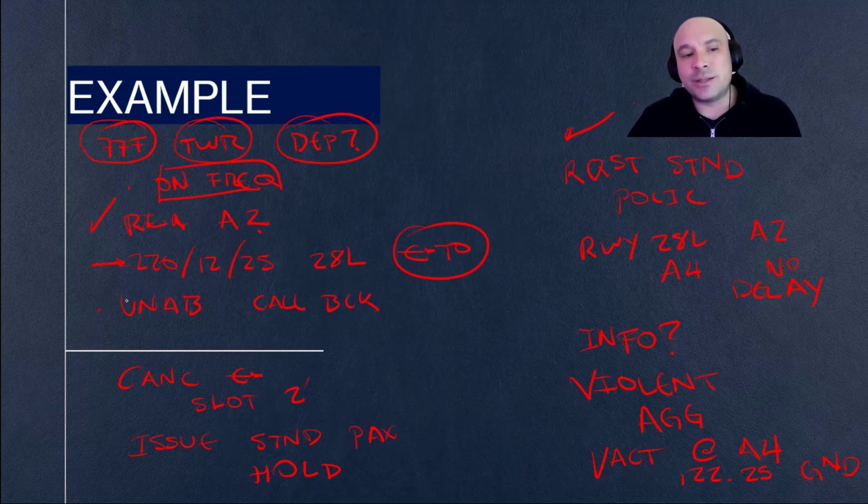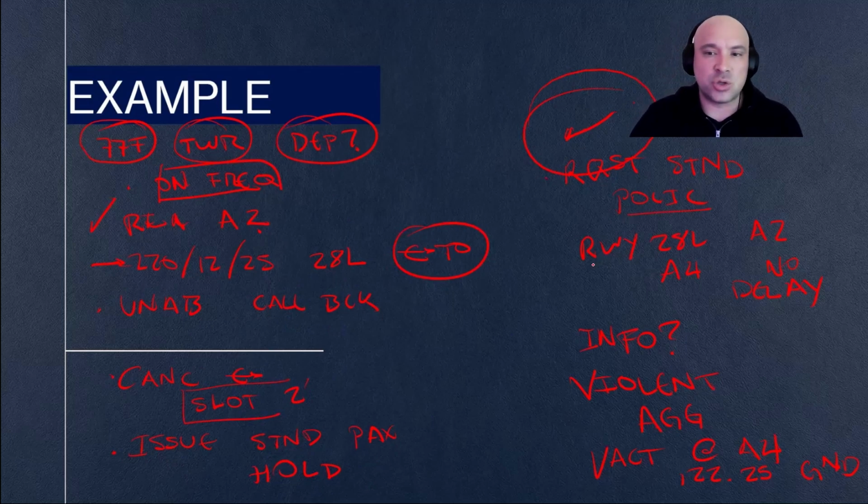However, the pilot declared they were unable and that they would call back when ready. So their departure clearance was canceled and they were informed that they had a slot in 2 minutes and they were asked if they would be ready. The pilot then said that they had an issue with standing passengers and requested to hold, which was approved. The pilot then requested to return to the stand and the police waiting for them because of some passengers. And the ATC gave him instructions to taxi onto the active runway.